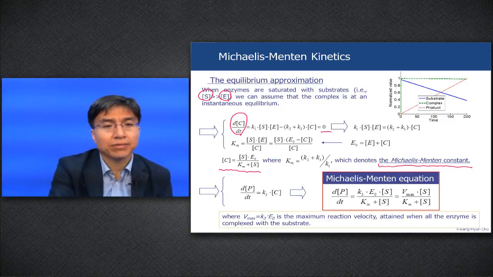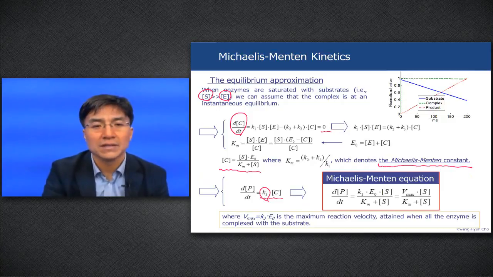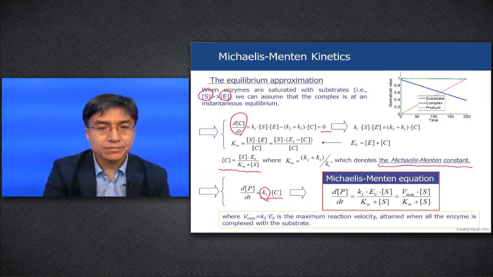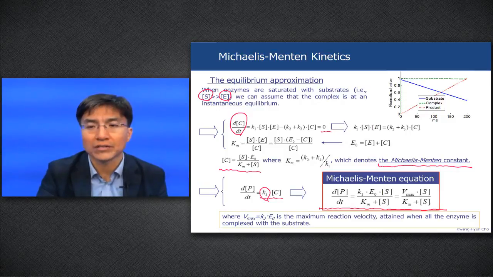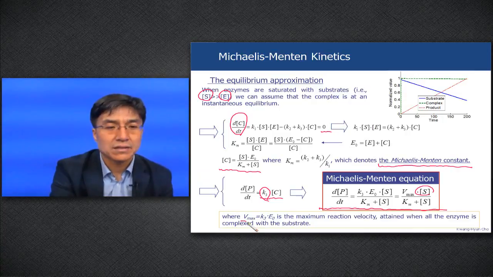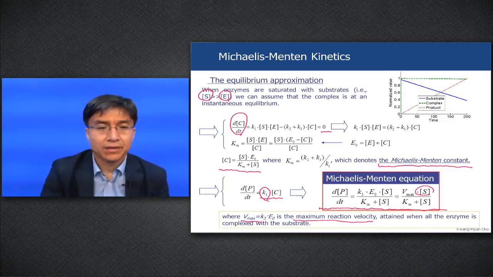Because the rate of change of the product is proportional to this complex concentration, and the proportional constant is K3. So if we summarize this again, then we can finally have this Michaelis-Menten equation that describes the relationship between the rate of change of the product with respect to the concentration of substrate. Here, Vmax indicates the maximum reaction velocity.